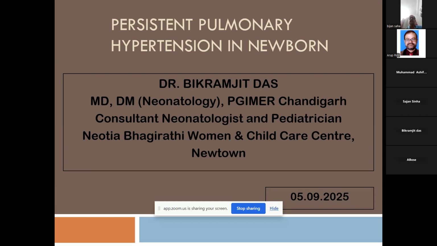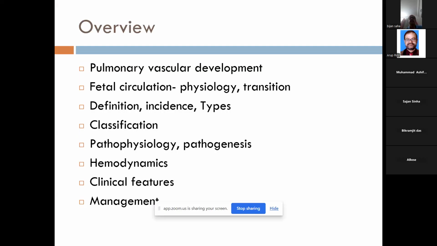So today's topic of discussion, as sir has already introduced, is PPHN, and we all are familiar with it. The overview of the presentation: we'll go a little bit into the pulmonary vascular development and the fetal circulation and its physiology, and how the normal transition happens. Then we'll dive into the definition, the types of PPHN, the classification, pathophysiology, the hemodynamics involved, the clinical features, and the management.